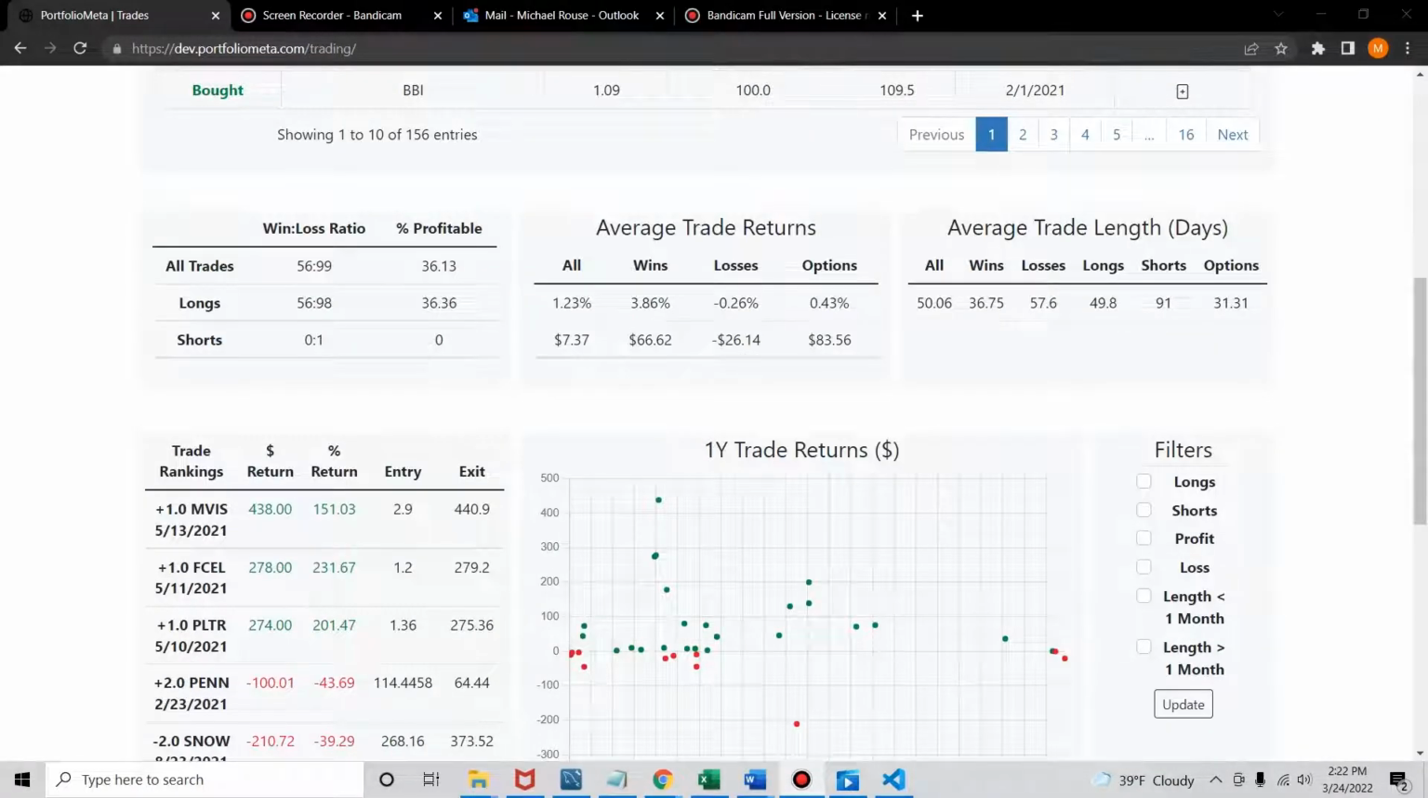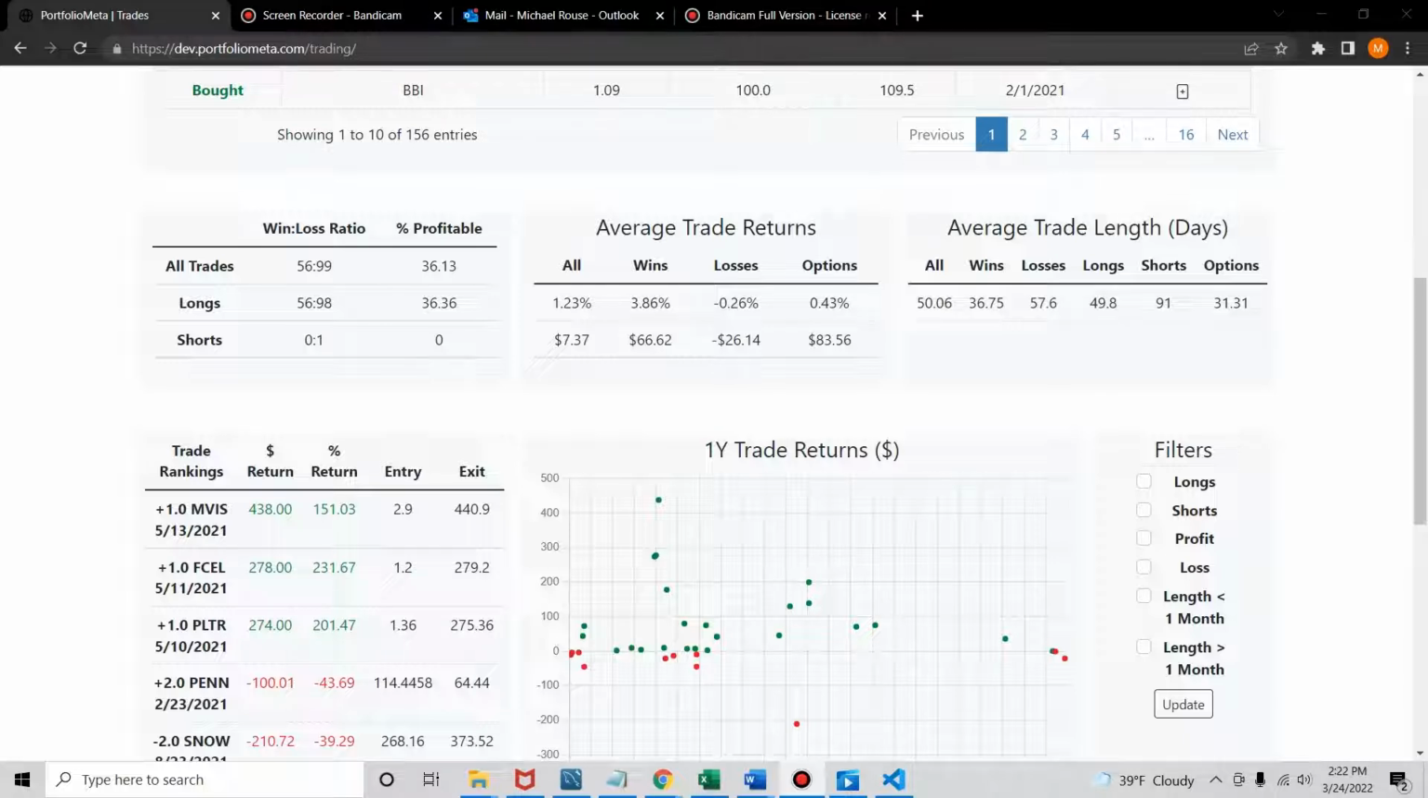All right, so continuing where I left off, this box right here shows you your win-loss ratio for all of your trades, just for longs or just for shorts, as well as the percent profitability for all those categories. Over here, it shows you your average trade returns for all of your trades, wins only, losses, options, and it shows you the percent return and the dollar return. And over here it shows you your average trade length in days. So it shows you the average length for all of your trades, wins, losses, longs, shorts, options.